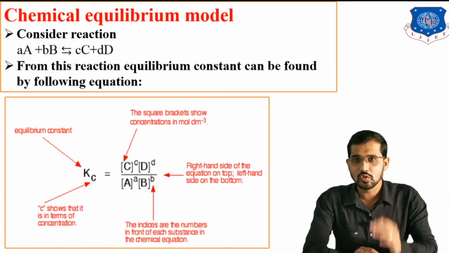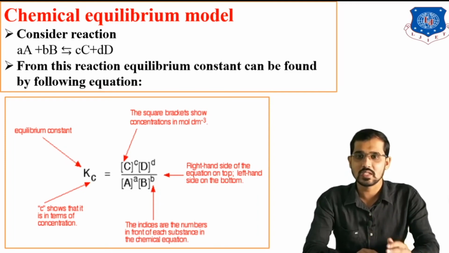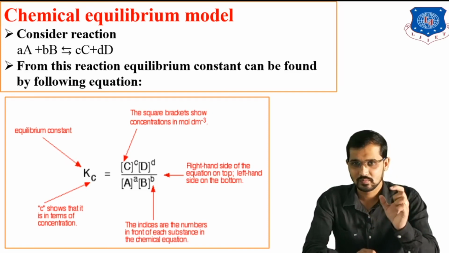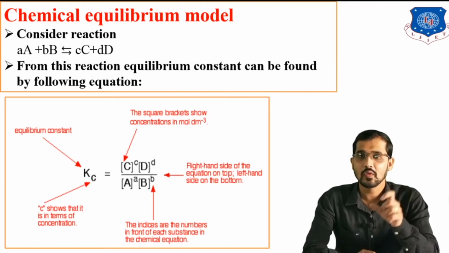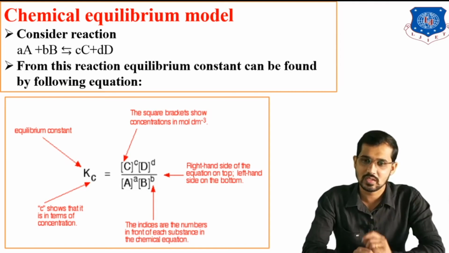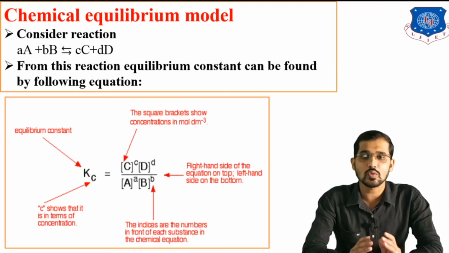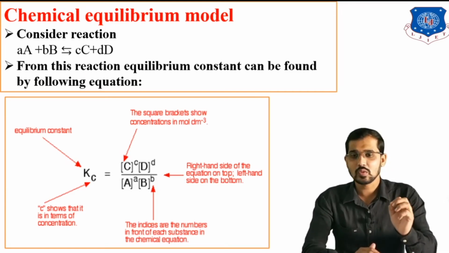For that purpose we should know the reaction occurring, that is aA plus bB gives cC plus dD, and this reaction should be reversible. This is very important: the reaction should be reversible. After that, from this reaction the equilibrium constant can be found by the following equation. Kc is equal to the concentration of C raised to small c, the concentration of D raised to small d, divided by the concentration of A raised to small a and the concentration of B raised to small b.